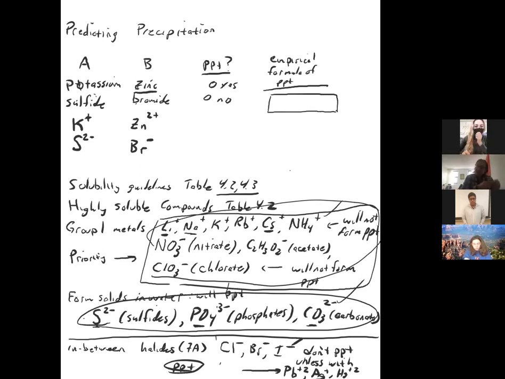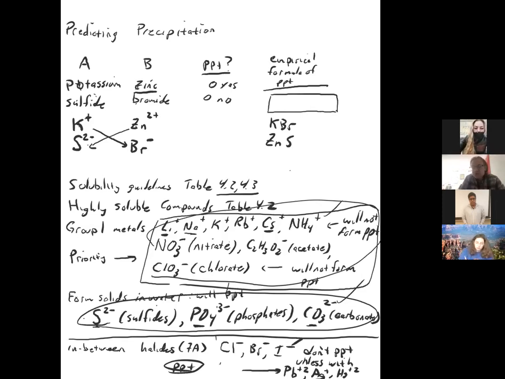Switch partners, right? Precipitation is switch partners. So potassium goes with bromide, and zinc goes with sulfide. Okay. So now on the right side I'm going to write those 2 formulas down. KBr. That's an empirical formula, okay? When you write ionic compound formulas, those are called empirical formulas. Zinc sulfide, ZnS. Got that one too, right?